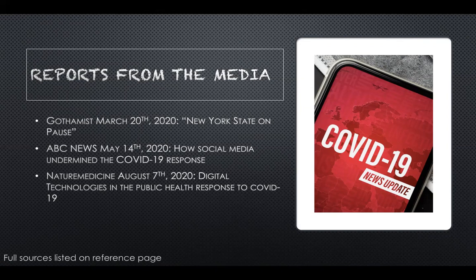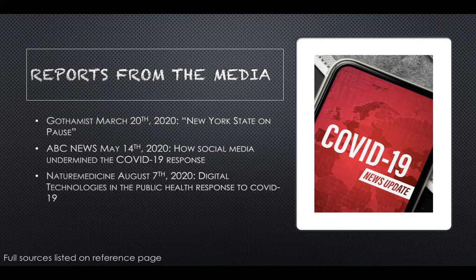Next, ABC News put out an article about how social media undermined the COVID-19 response. I thought this was a very relevant article because it stated the distrust amongst the American people with the government. If people don't trust the government, they're not going to follow their regulations, and it's just going to hurt the response as a whole. And in this article, they talked about how doctors, public health officials, everybody's learning about this virus as we're going.